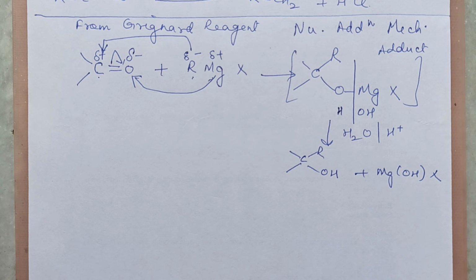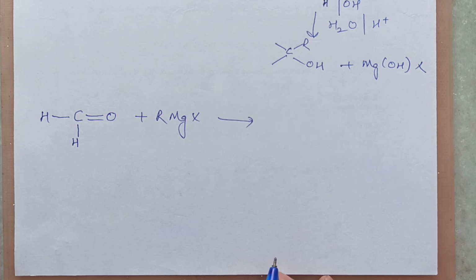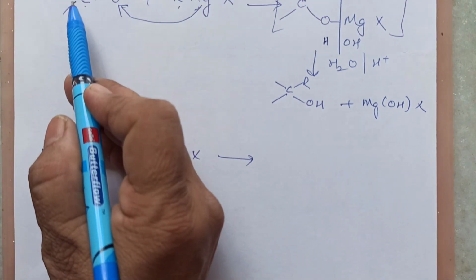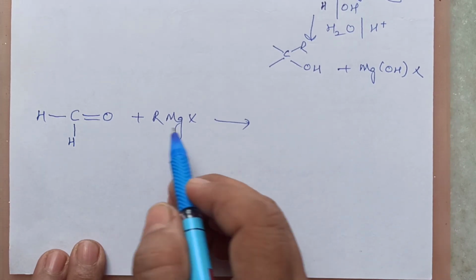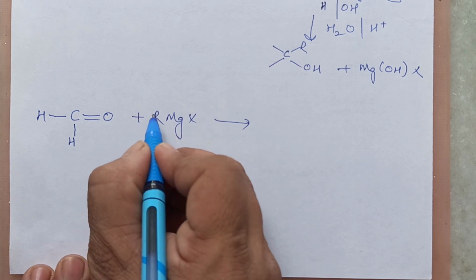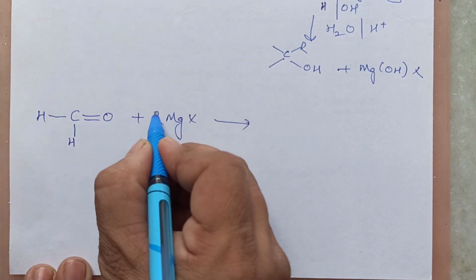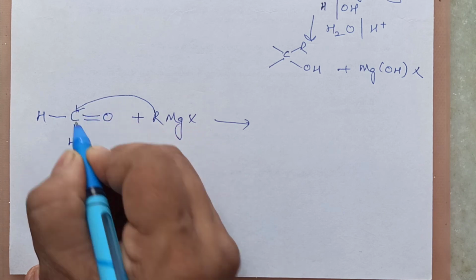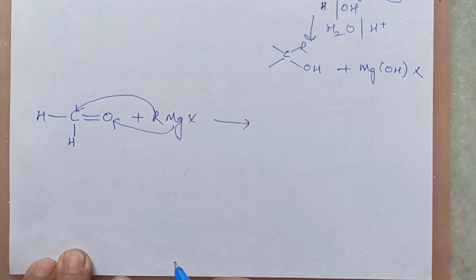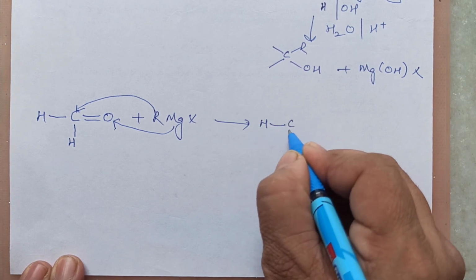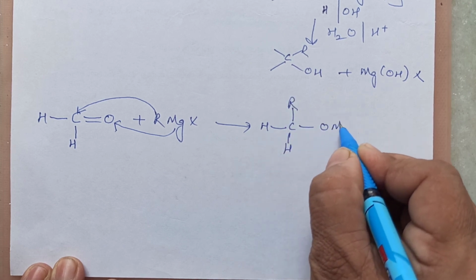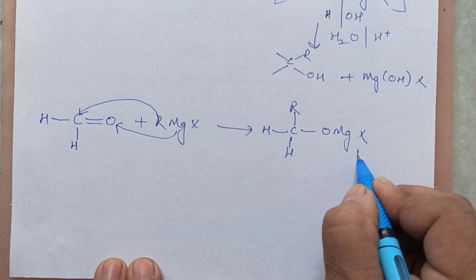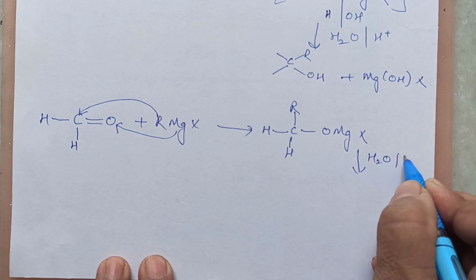Now this is very, very important. We are going to take some examples and discuss further. Suppose first I take formaldehyde, HCHO, instead of the CO which I took here. It's attacked by RMgX, Grignard reagent. I am not writing the partial negative arrows now. I am just telling you R will attack carbon and Mg will attack O. So what you will get? H, C, with R on the top, OMgX. Then it will undergo hydrolysis in the acid medium.